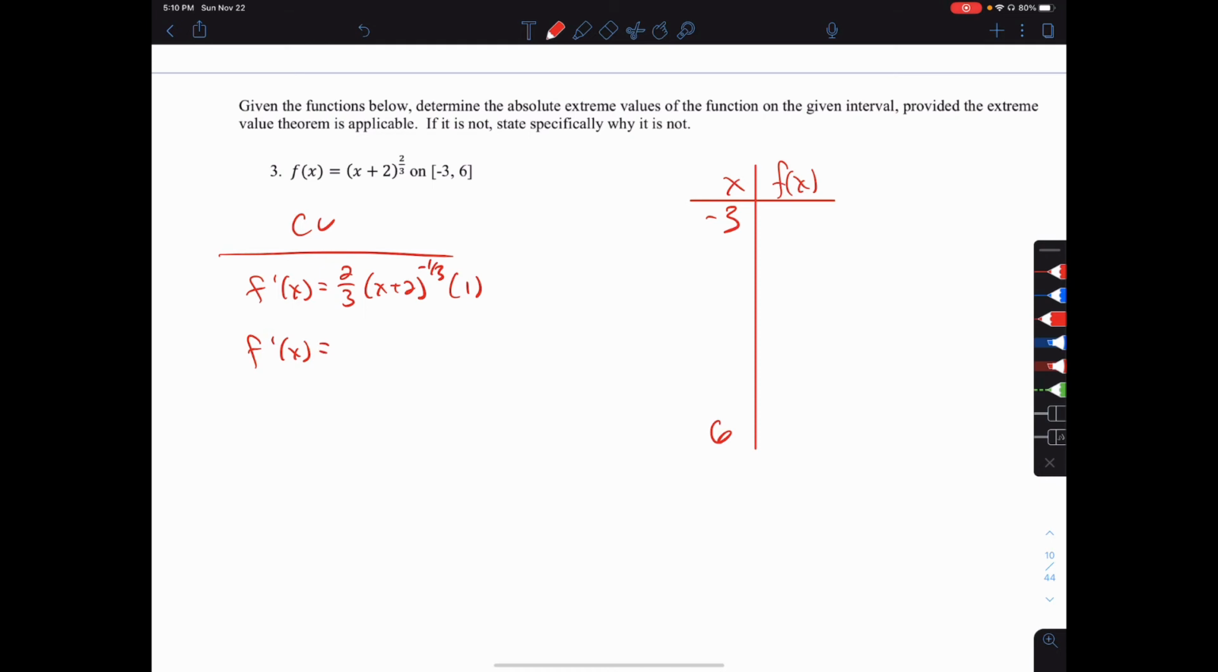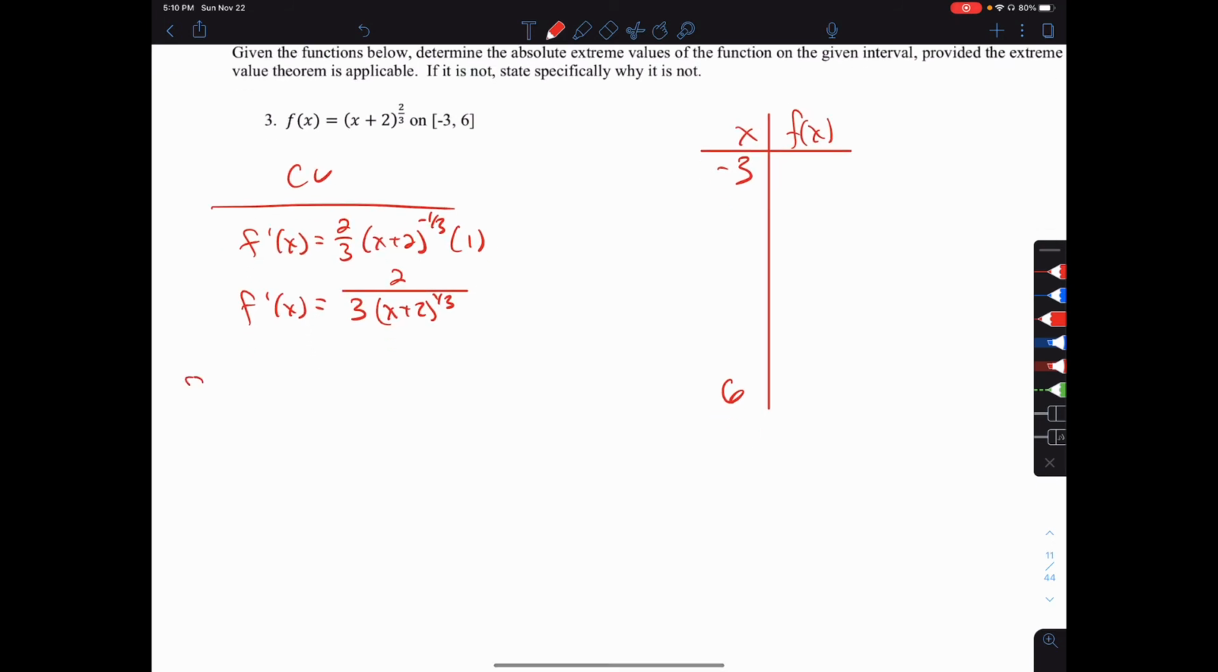If it's a fraction, make sure you write it in fraction form. We don't want negative exponents. So from here, we cannot do anything to make f prime equal to 0. That would be setting the numerator equal to 0, and there's no variable there. But we can make f prime undefined by setting our denominator equal to 0.